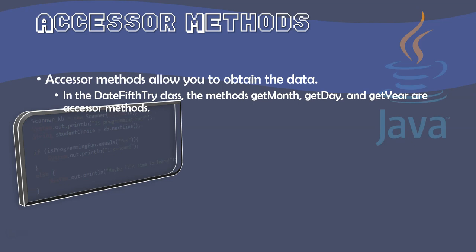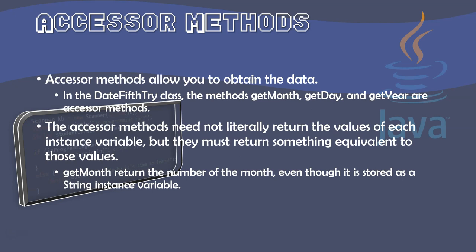So the accessor methods are what allow us to obtain that data that we want to change. So for example, we look at the Date5Try class that we explored last time. The methods getMonth, getDay, and getYear are what we call accessor methods. The accessor methods do not literally return the values of each instance variable, but they must return something equivalent to those values. getMonth, for example, will return the number that is associated with that month, even though it is stored as a string instance variable.